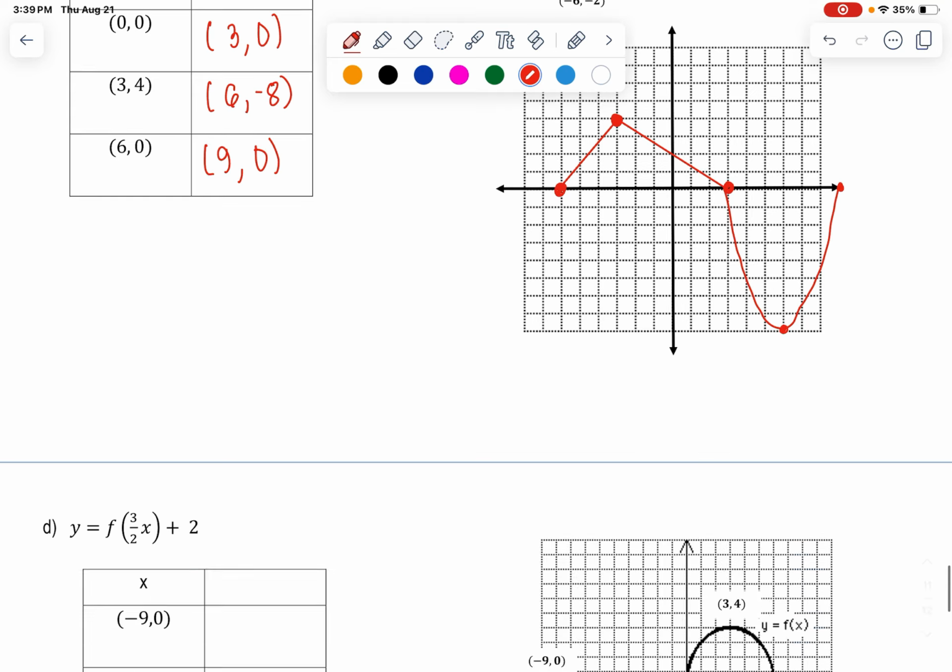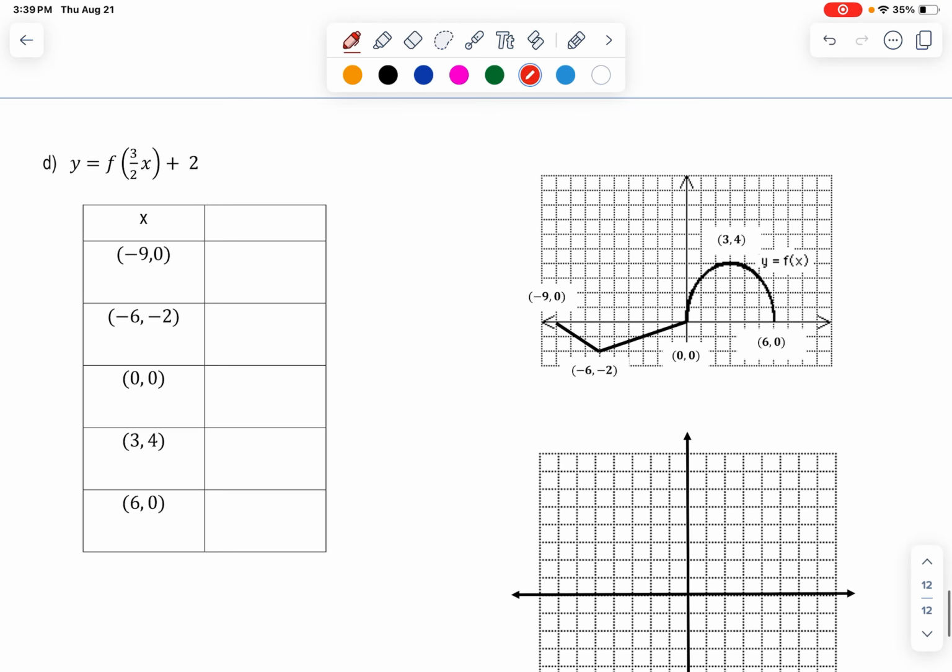Okay. Last one? Yes, last one. All right, so we're doing f of 3/2 x inside the function plus 2. Okay, so I'm going to put down my vector here. So for my x value inside here, I have a 3/2 for my b value. So remember, it's x divided by your b value. So I have x divided by 3/2, which we don't divide by fractions. We multiply by the reciprocal. So that's the same thing as multiplying by 2/3. And then I'm going to add 2 to my y values, y plus 2.